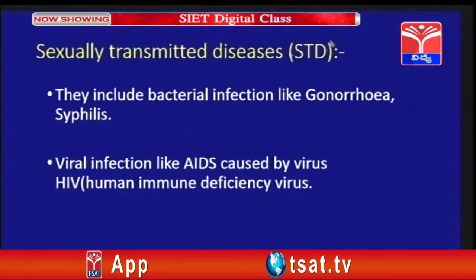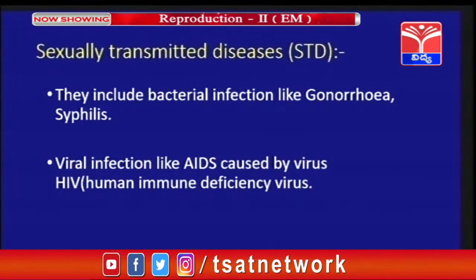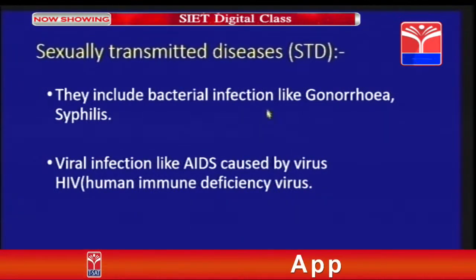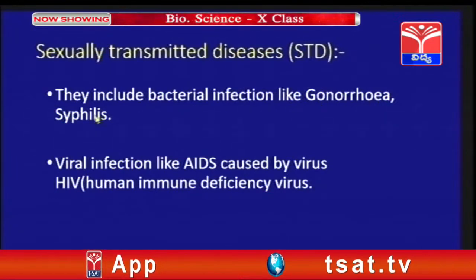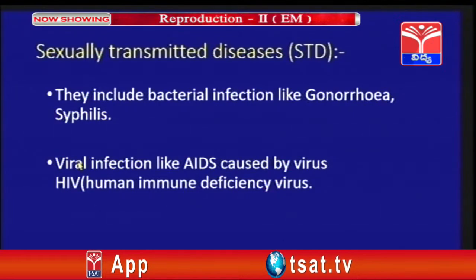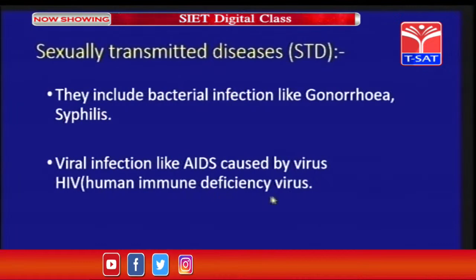Sexually transmitted diseases. Children, sexually transmitted diseases are the diseases which are transmitted to another person during sexual intercourse, and these include bacterial infections like gonorrhea and syphilis, and viral infections like AIDS, which is caused by the virus HIV. The full form of HIV is Human Immunodeficiency Virus.